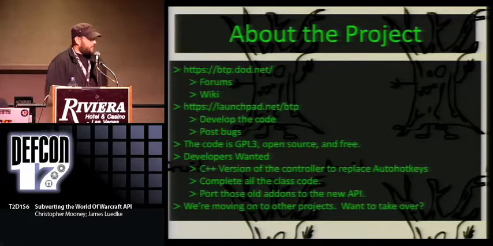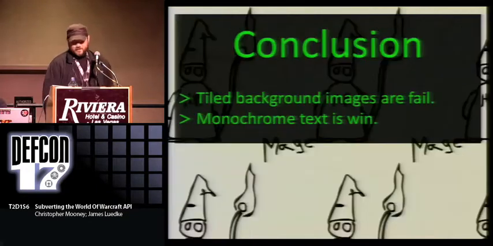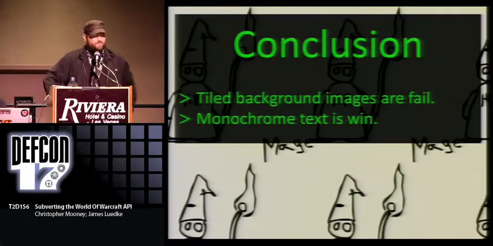And we're moving on to other projects. So anyone want to take over the project? Come and see us afterwards. That's it. So, big conclusions here. Tiled background images are fail. And monochrome text is win.